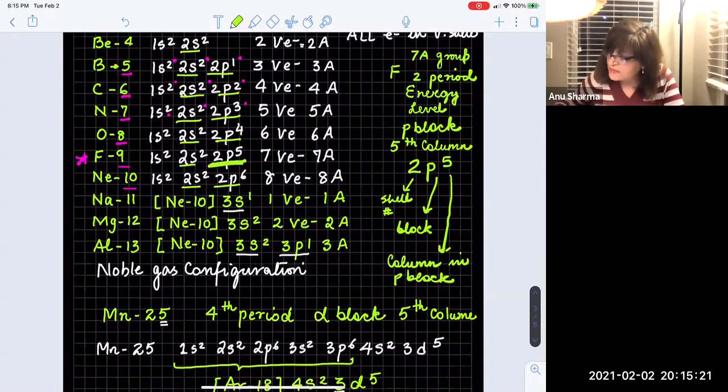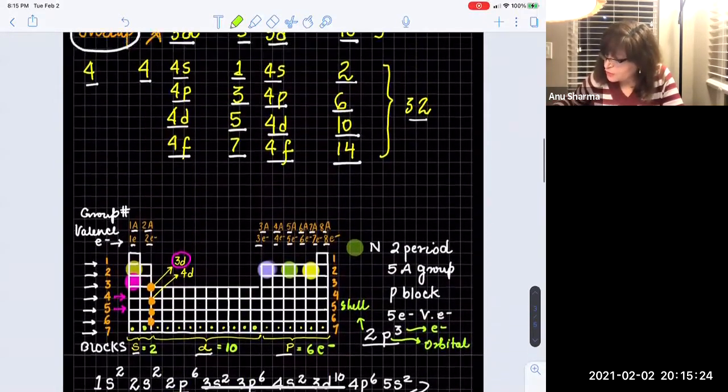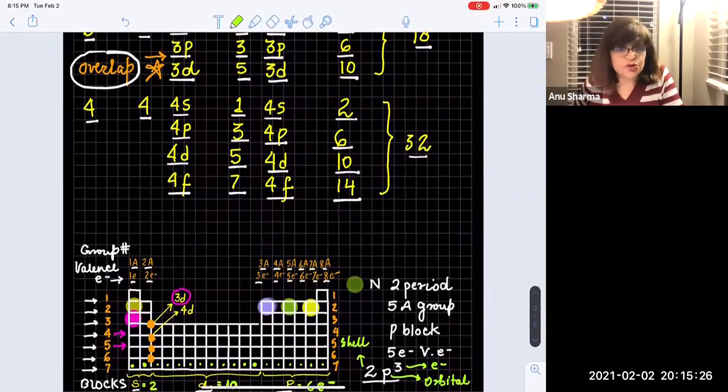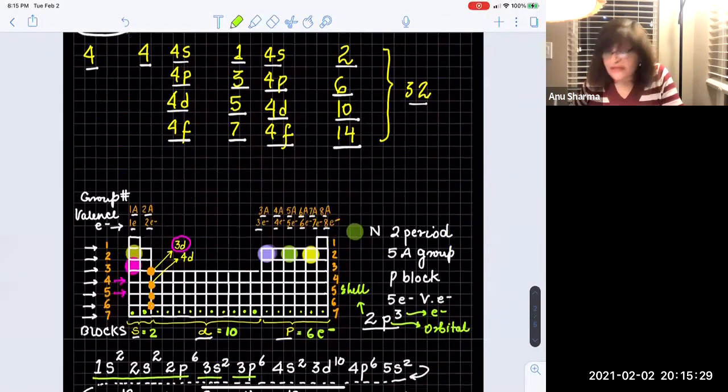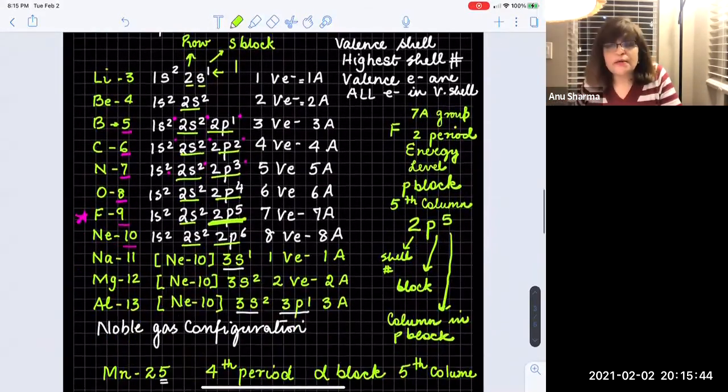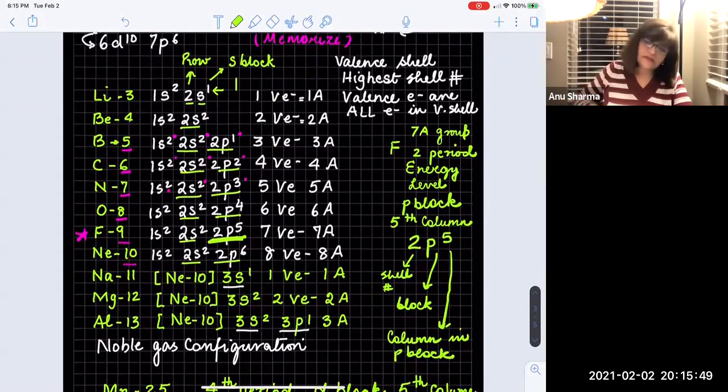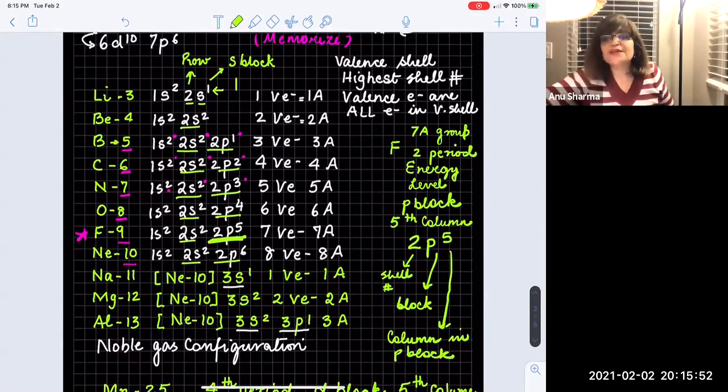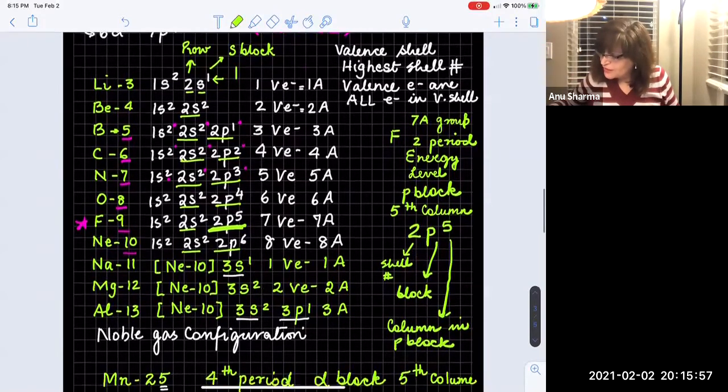Okay, so this is another way you can do it, if you don't remember that. Once you identify it, that's where you're going to stop. So the rest, what you're going to do: fill in the 1S, then go to 2S, so 1S2, 2S2, and then the rest is 2P5, stop. And then count the number of electrons. It should add up to 9. Okay, so this is one way you can do it, and I'm pretty sure there are some other methods also, maybe easier methods. I would love to know more about those, but this is how you do the electronic configuration.